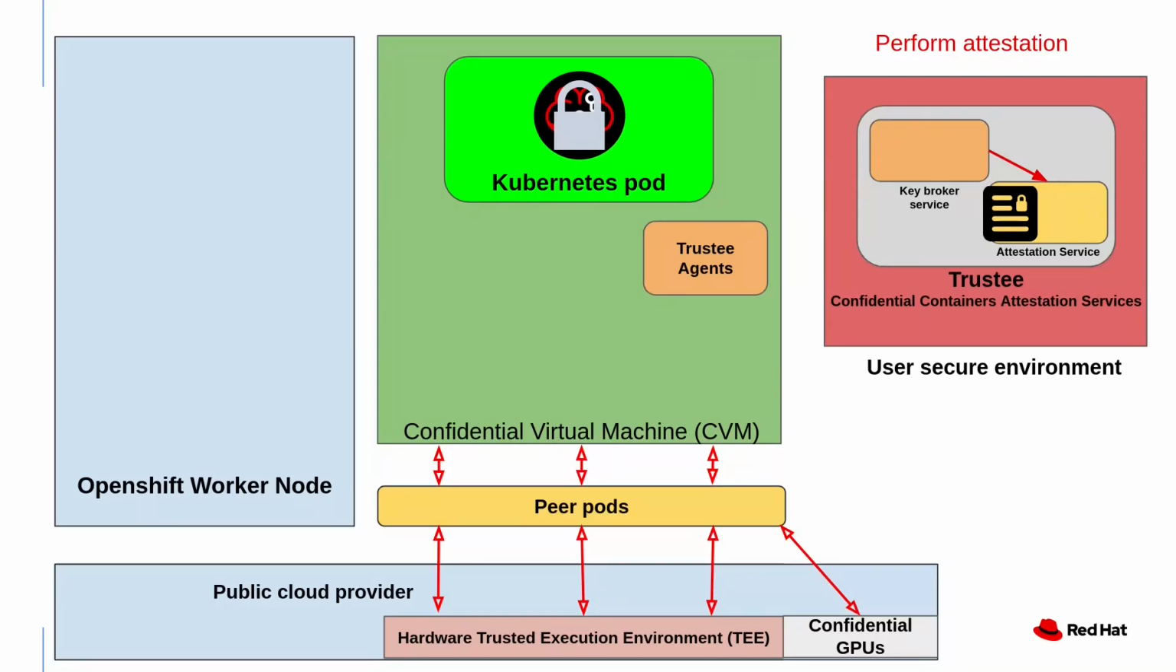The Trustee internal component then analyzes it, comparing with the reference values. And if it's the same, attestation is successful. This means that the secret associated with this request, in this case the model decryption key, can be released and sent back to the Trustee agents, which in turn will give it to the container, which will have the logic to then use the key and decrypt the model.